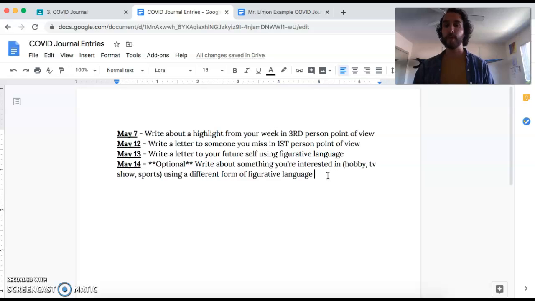However, you will be marked down if when I check this journal on Friday and Sunday, that's when I do some of my grading, if I don't see an entry for May 7th, an entry for May 12th, and an entry for May 13th, then you will be marked down.